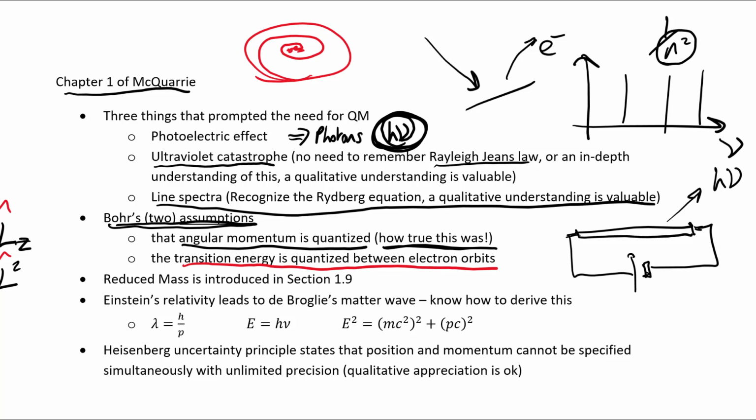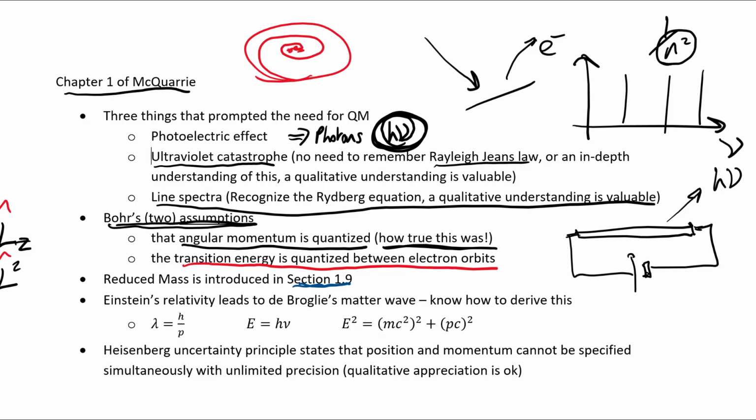So there were some problems around this time, but this is again in the early 1900s. But we have to remember Niels Bohr's two assumptions. If we now look at other things that were going on in chapter 1, we've come across the reduced mass multiple times. It shows up in your textbook in section 1.9. So that again will be on the exam.